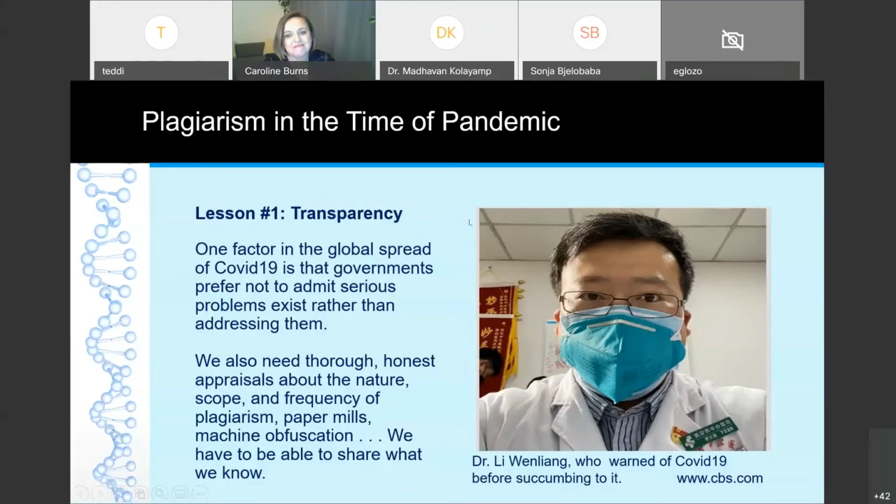So the first lesson is just about transparency and looking at this pandemic and seeing how much harm could have been mitigated if we had just said, okay, this is a situation. It's really bad. It isn't anybody's fault. Let's see what we can do to contain it before it spreads any further. So that's lesson one.